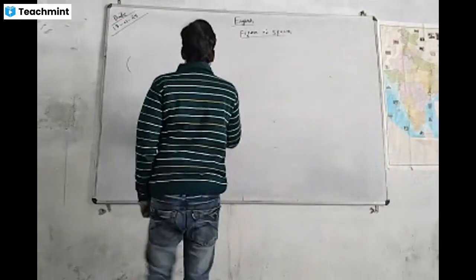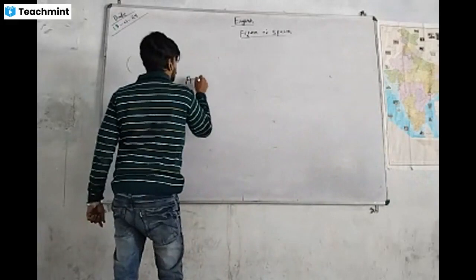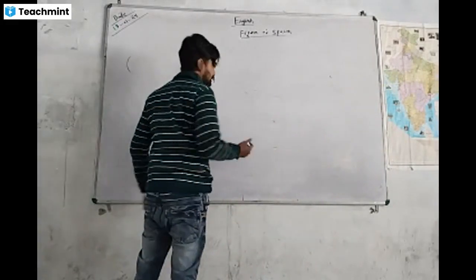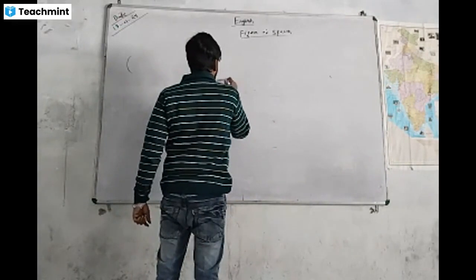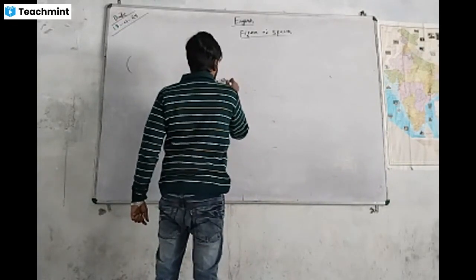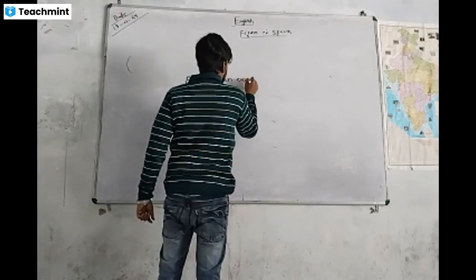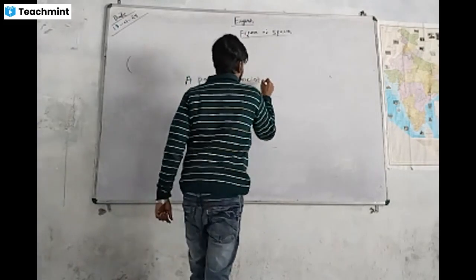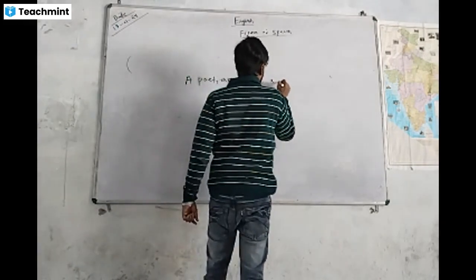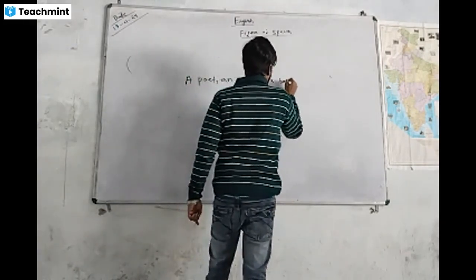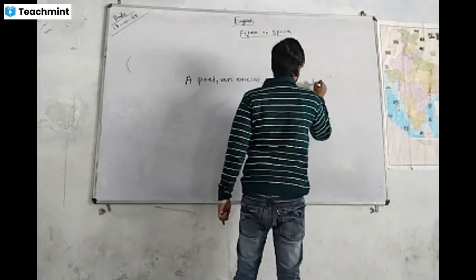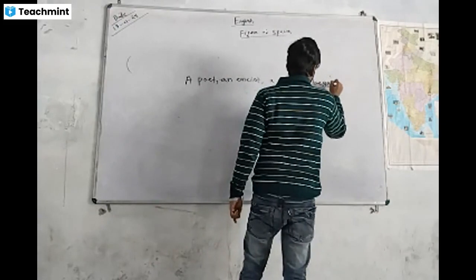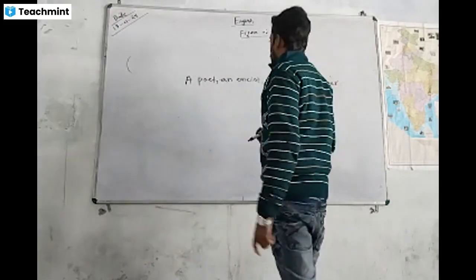मान के चल, first one, a poet. I am creating the line: a poet, an essayist, a sailor, a seller, a beggar. Beggar. Now look at here.